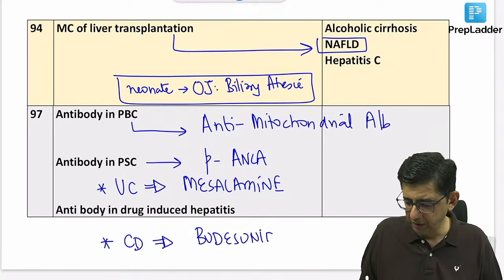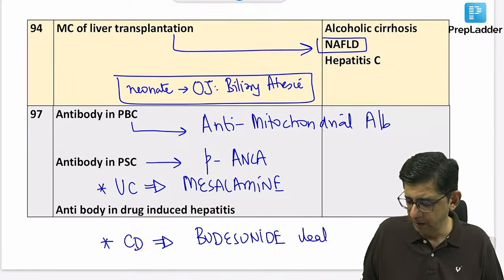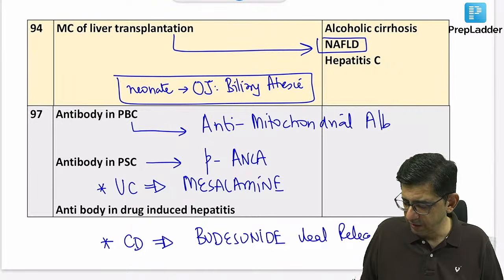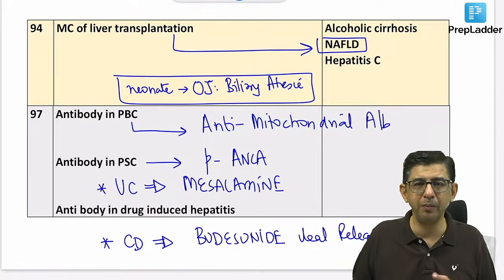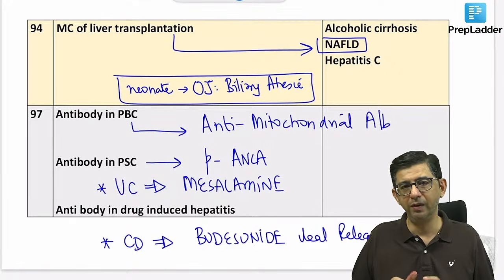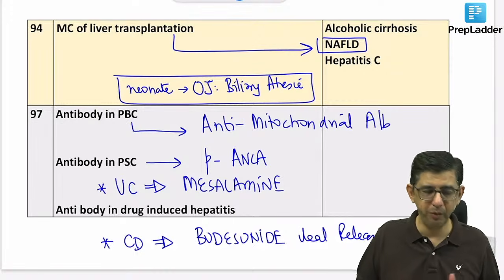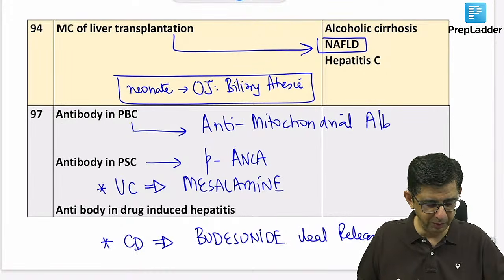This would be a budesonide ileal release preparation, and then we can go ahead with biologicals in these patients like infliximab or golimumab. But initially it is the following drugs, mesalamine and budesonide, that would be used for management of these patients.